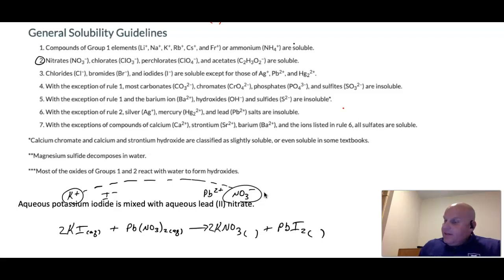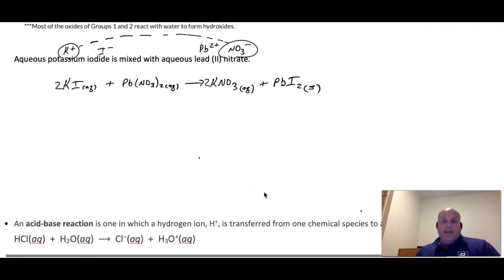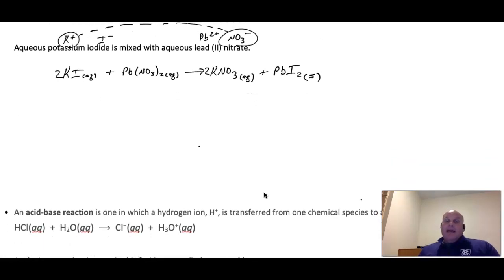So that tells me the KNO3 is a nitrate and it is soluble, so that gets the AQ notation. Okay. The next, PbI2, is an iodide. As I look at rule number 3 here, chlorides, bromides, and iodides are soluble except for those, and we have one of those exceptions, PbI2. So that means PbI2 is insoluble and it gets the solid designation there. Okay, so that's my classification.